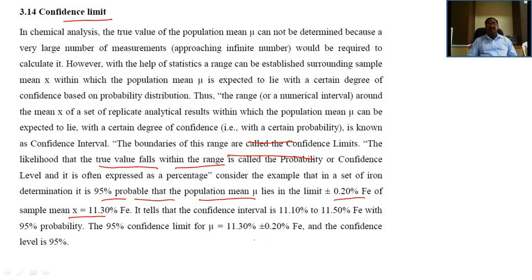11.30% iron. It tells that the confidence interval is 11.10% to 11.50% iron with 95% probability. The 95% confidence limit for mu is equal to 11.30 plus or minus 0.20% iron, and this confidence level is 95%.